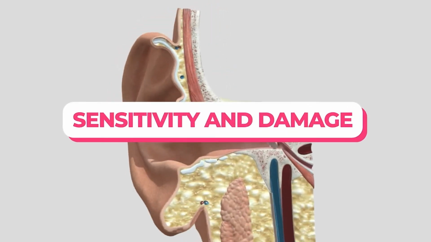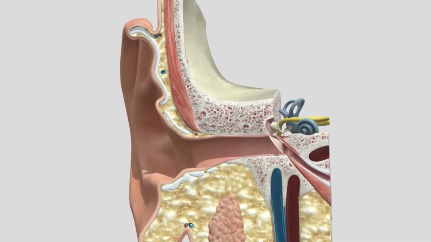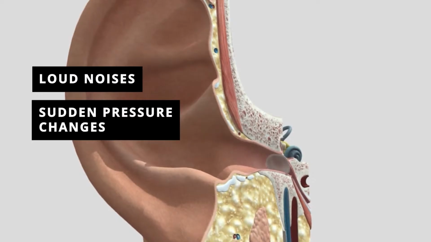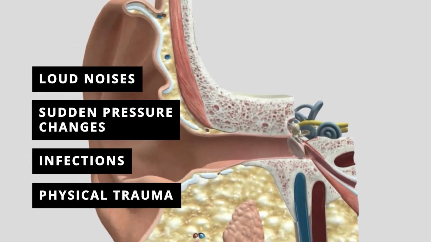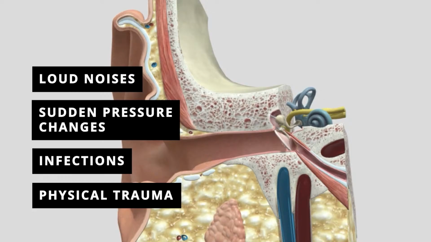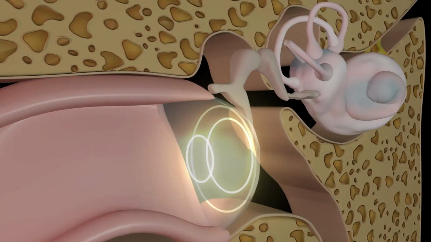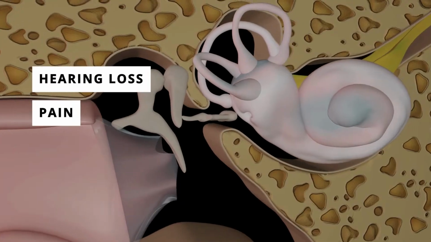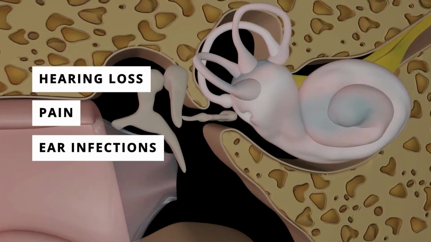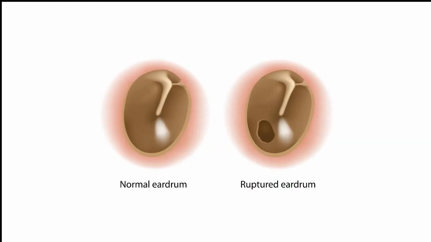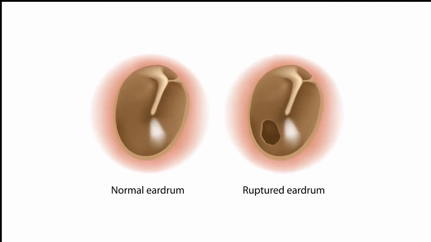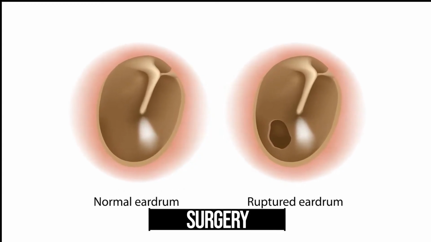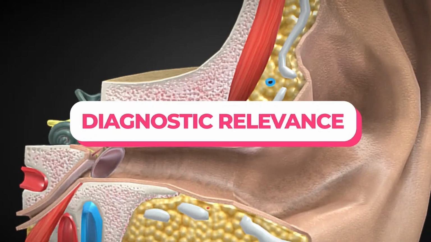Sensitivity and damage. The eardrum is sensitive and can be damaged by various factors, such as loud noises, sudden pressure changes, infections, or physical trauma, like poking it with a cotton swab or other object. A perforated eardrum, a tear or hole in the eardrum, can lead to hearing loss, pain, and increased susceptibility to ear infections. Healing. In many cases, a damaged eardrum can heal on its own, but severe tears may require medical intervention, such as surgery. Diagnostic relevance.